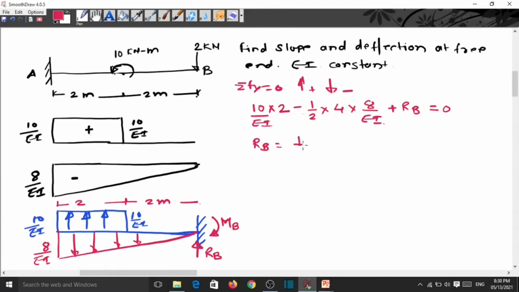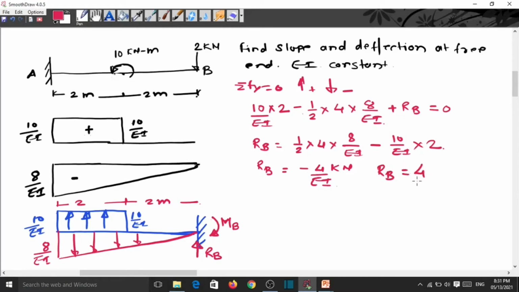So 1/2 base into height, then minus 10 by EI into 2. This calculation gives minus 4 by EI. Now we assumed this direction is vertically upward, so that is wrong. So we can say that RB is equal to 4 by EI, and that is downward.